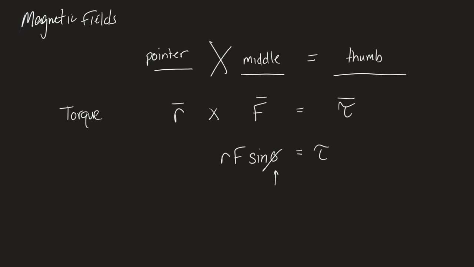Now, if you will recall, with electric fields, force equaled charge times the electric field. It was really easy. The direction of the force was in the direction of the electric field, unless the charge was negative, and then the direction of the force was in the opposite direction of the electric field. Simple enough. Magnetic fields don't play like that.